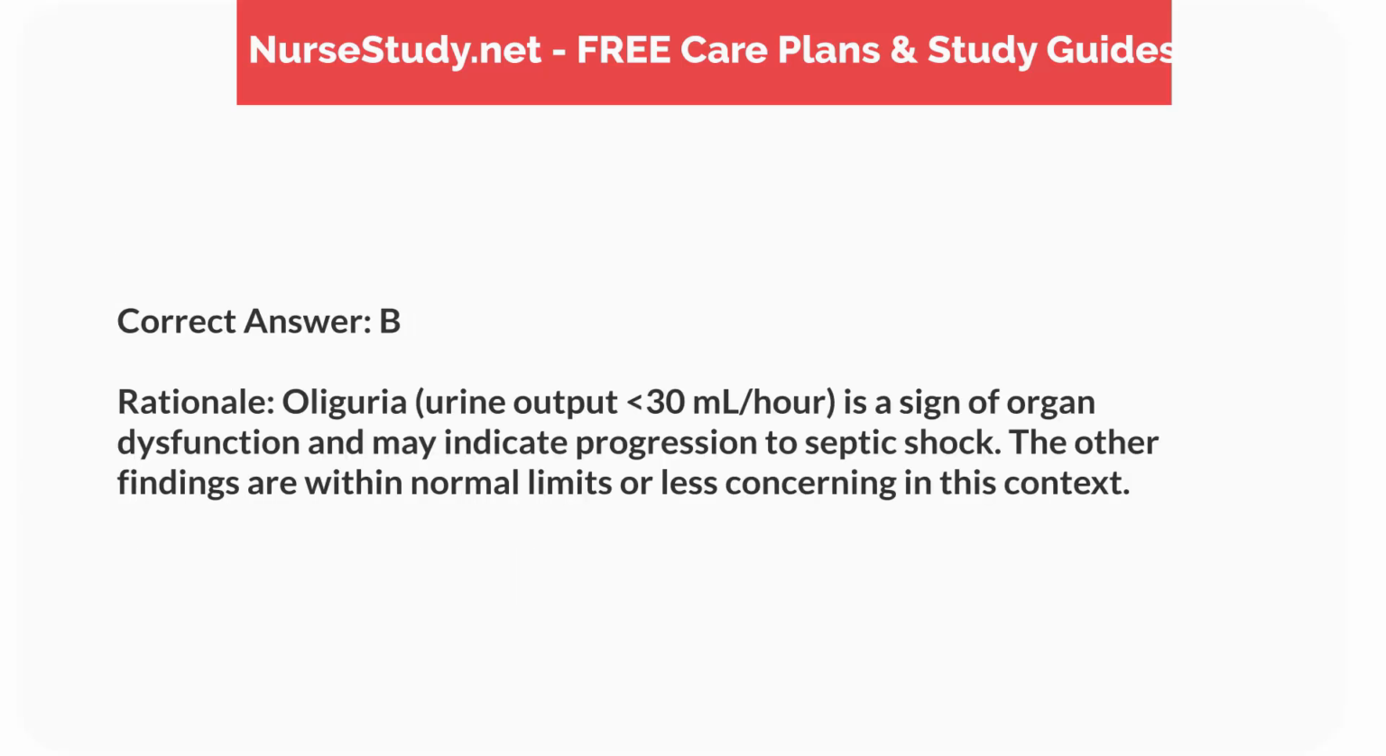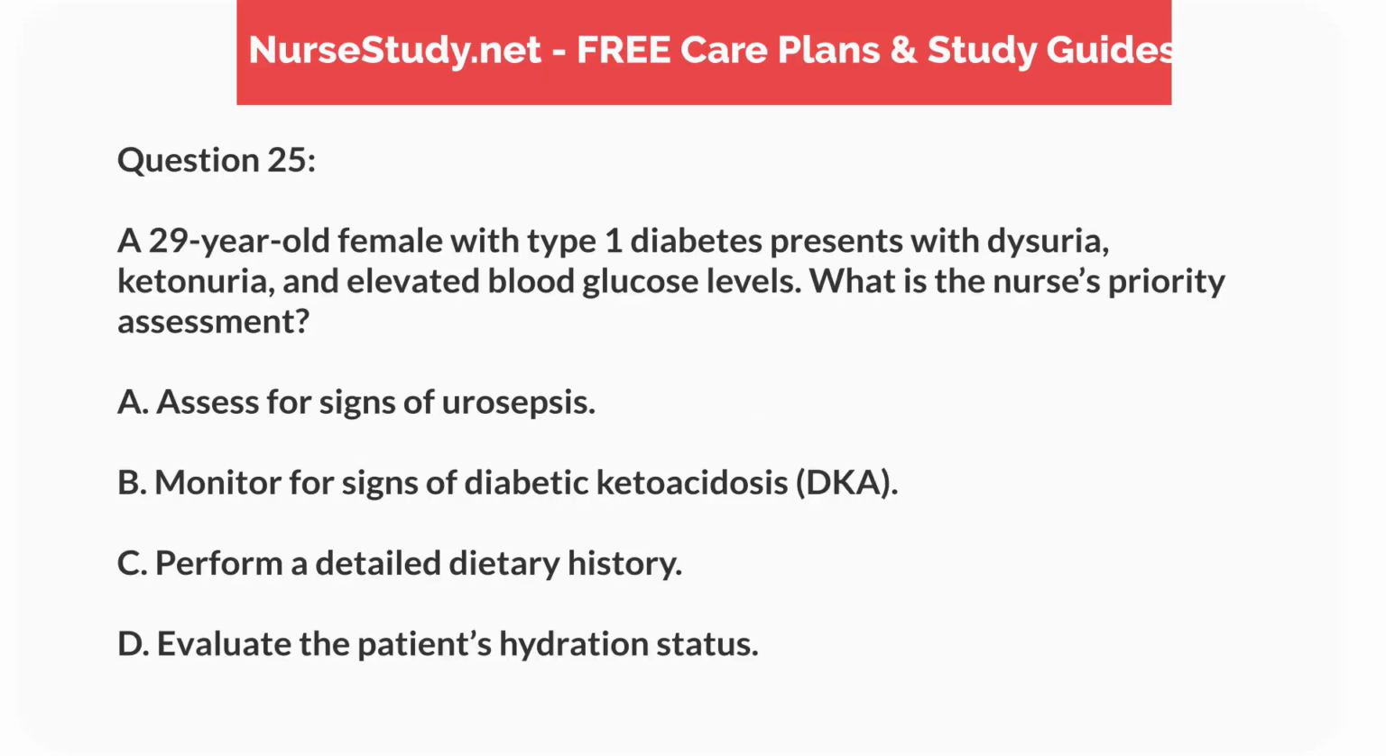Correct answer, B. Rationale: oliguria, urine output less than 30 milliliters per hour, is a sign of organ dysfunction and may indicate progression to septic shock. The other findings are within normal limits or less concerning in this context. Question 25. A 29-year-old female with type 1 diabetes presents with dysuria, ketonuria, and elevated blood glucose levels.